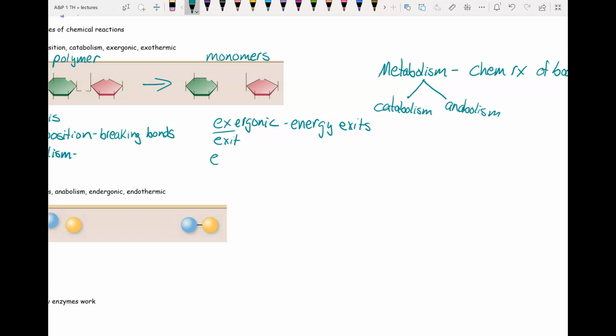Then we also have exothermic. Think of therm. Therm means temperature. Remember the second law of thermodynamics we just talked about? When you use ATP, you get heat. Whenever you break bonds, you release heat. So you can tell that you have a decomposition reaction going on because temperature will increase. If one of these reactions is happening, the temperature will go up. It'll get hotter.